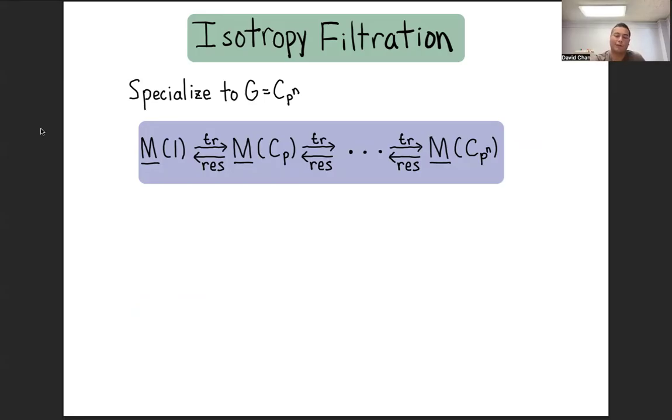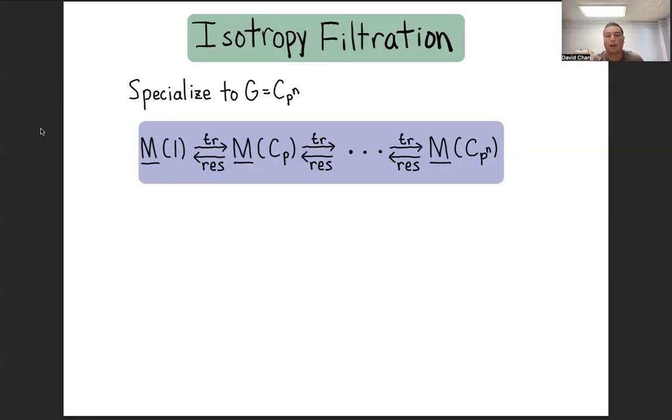The subgroup lattice of C_{p^n} is really simple. You just have C_{p^k}, where k is less than or equal to n. And so I just have this string of abelian groups: M of 1, M of C_p, up to M of C_{p^n}. And I have transfers which move from left to right and restrictions which go back down the ladder.